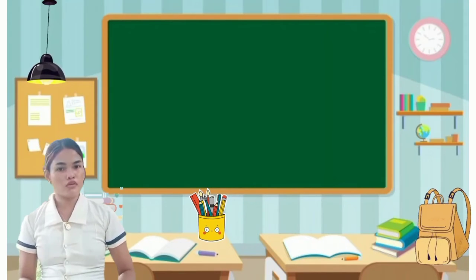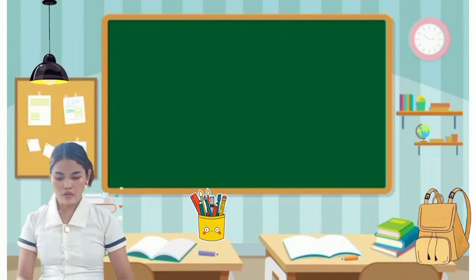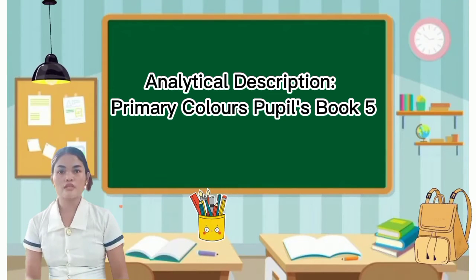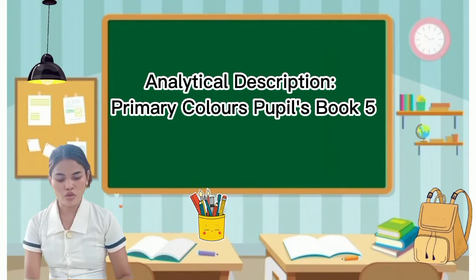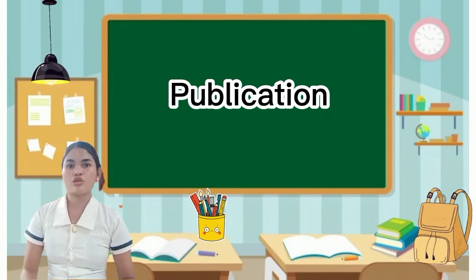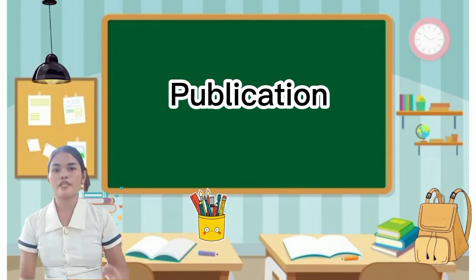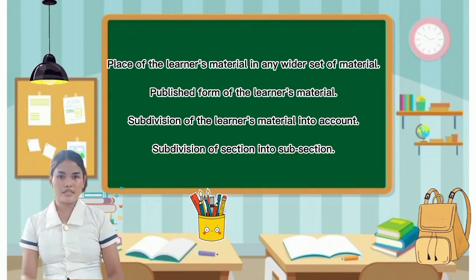I am Joanne Buok from BAEL 3A, and today I'll be discussing a sample of analytical description of Primary Colors, Pupil's Book 5. The first thing to be discussed is the publication. Under publication, we have four subtopics. The first one is the place of learners' materials in the set.